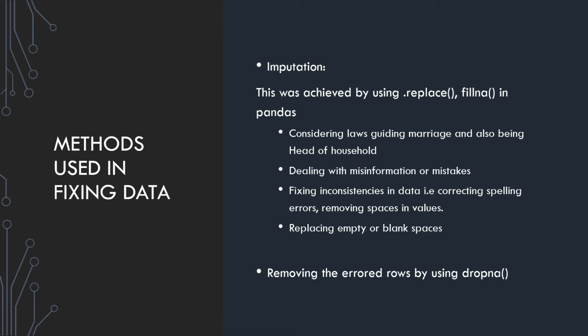In this slide, I'll be talking about the various methods which I use in fixing my data. So I use imputation, with methods like dot replace and fillna. I use them to impute new values, and while doing that, I have to consider some factors such as the laws guiding marriage. Then, dealing with misinformation or mistakes, I have to explore the row and look for the appropriate data that can fit in.